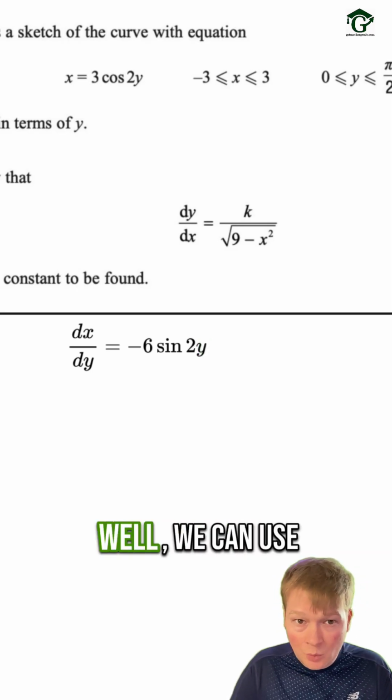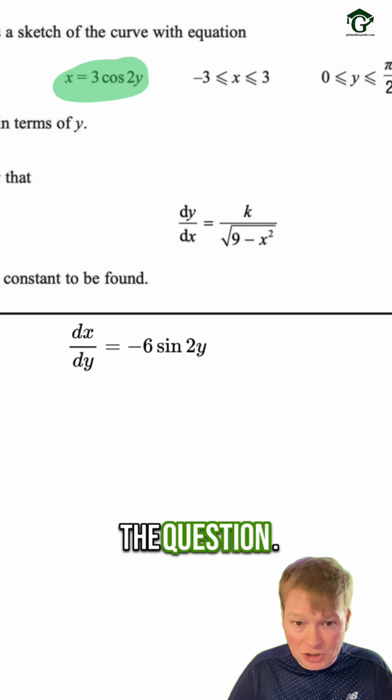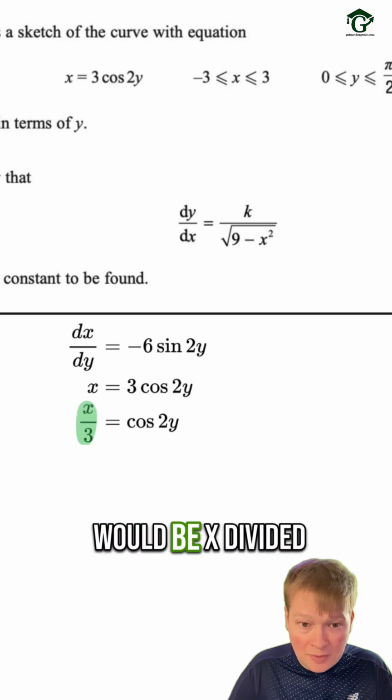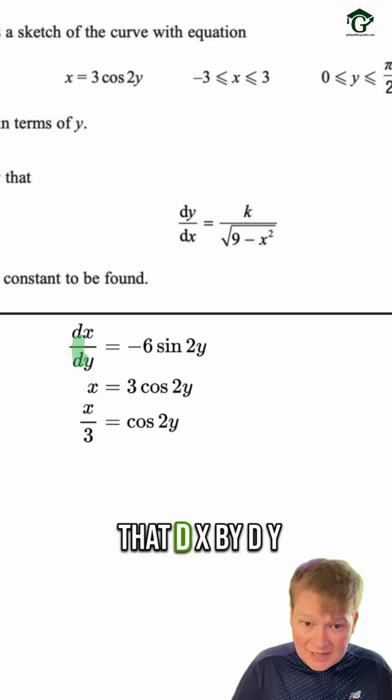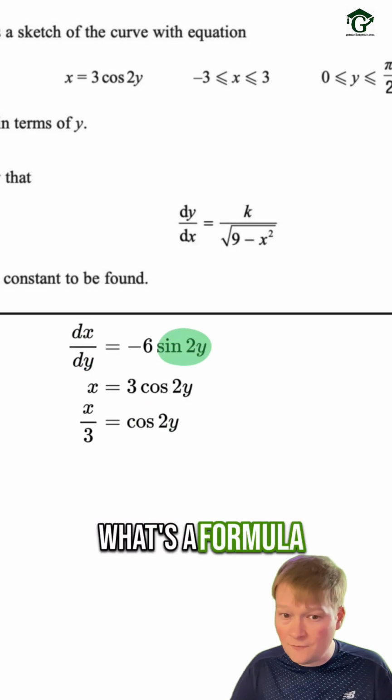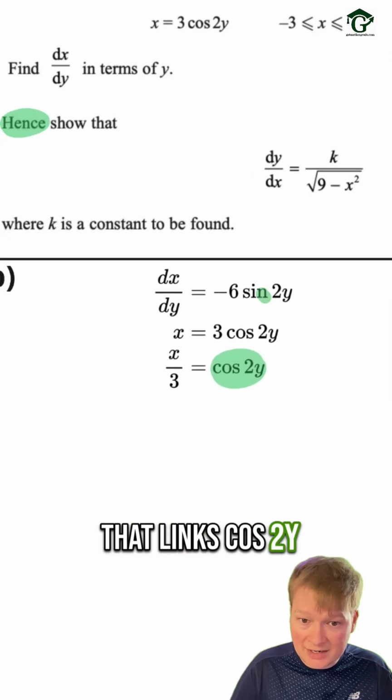How can we do that? Well, we can use the equation that we were given in the question, x equals 3 cos 2y. And therefore, cos 2y, if we divide by 3, would be x divided by 3. Notice, though, that dx/dy involves sine 2y, not cos 2y. What's a formula that you know that links cos 2y to sine 2y, though?